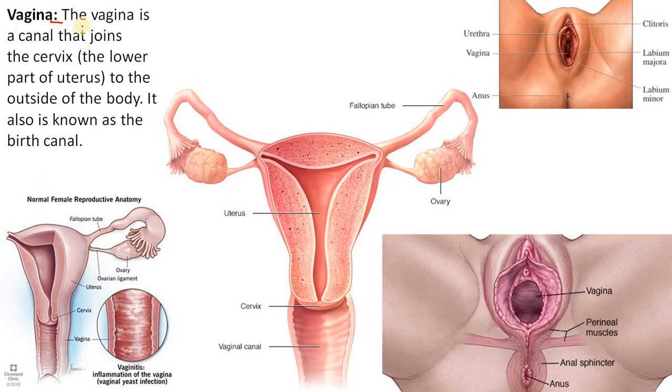include the vagina. First of all, it is very important. The vagina is the canal that joins the cervix and the lower part of the uterus to the outside of the body. It is also known as the birth canal, from which the baby comes out of the mother's body or womb. The vagina is a canal which joins the cervix to the external part of the body. Okay, you can even call it a birth canal, as I said.